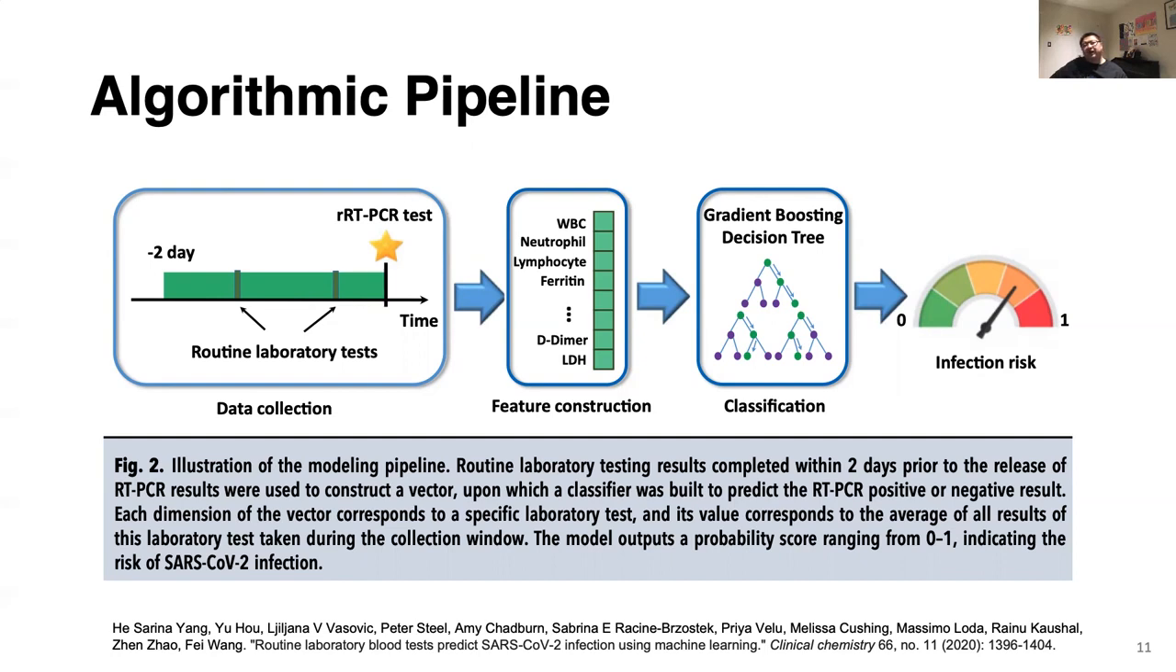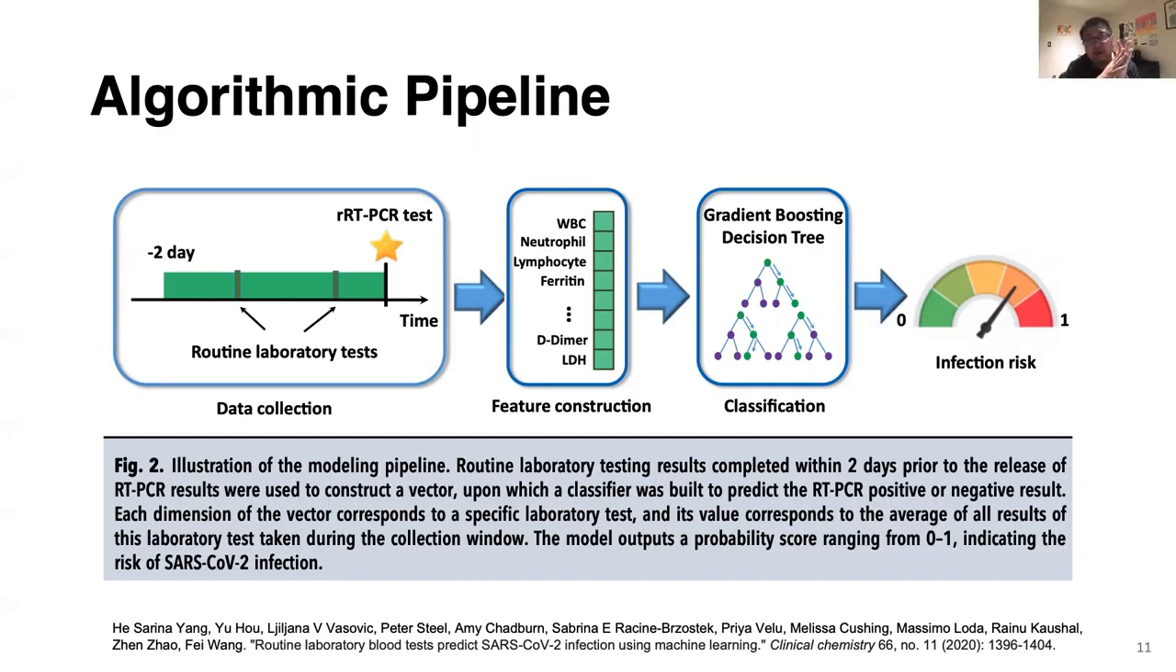And after we do that, we build a vector for every patient, and we know the final result of the RT-PCR test in the training phase. So we can build a machine learning model. In our case, we find a gradient boosting decision tree can achieve the best result to basically build a predictor that can, based on your routine blood test results 2 days prior to the RT-PCR test, tell you the likelihood of you actually having a SARS-CoV-2 infection or not.